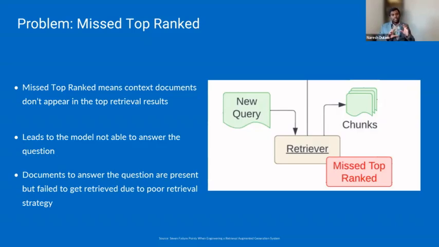Missed top rank means that to answer your question, the documents are available in your store, but when you retrieve, you are not able to get them. Let's say it may be the bottom document in your search results. Then there is a possibility that you will miss that record for various reasons, and that will lead to the model not being able to answer. So here, the documents to answer the questions are present, but fail to be retrieved due to a poor retrieval strategy or cleanup, or some kind of sophisticated mechanism we put there, and because of that you are missing the data.